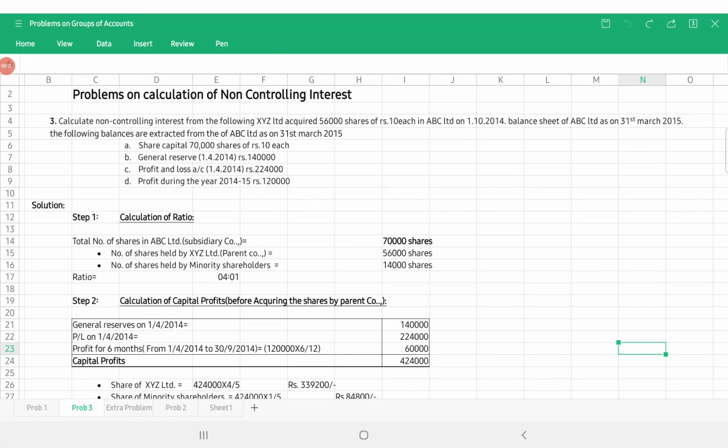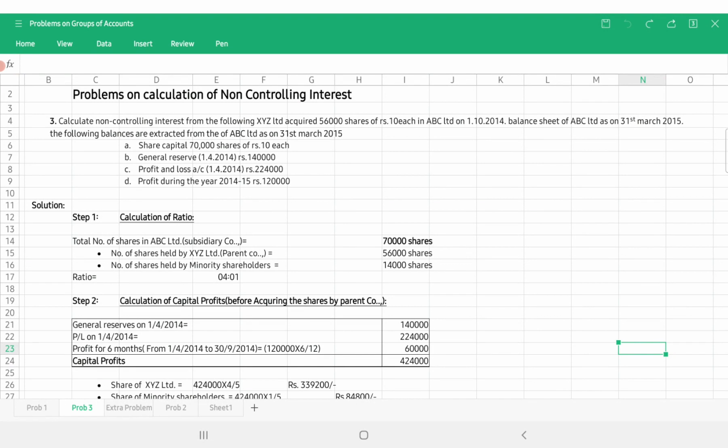So in this video we are going to work out the third illustration, and this problem is where we are going to calculate the non-controlling interest. So up to step 4, that is non-controlling interest, is what we are going to do in this problem. First we'll understand the question. Calculate non-controlling interest from the following.